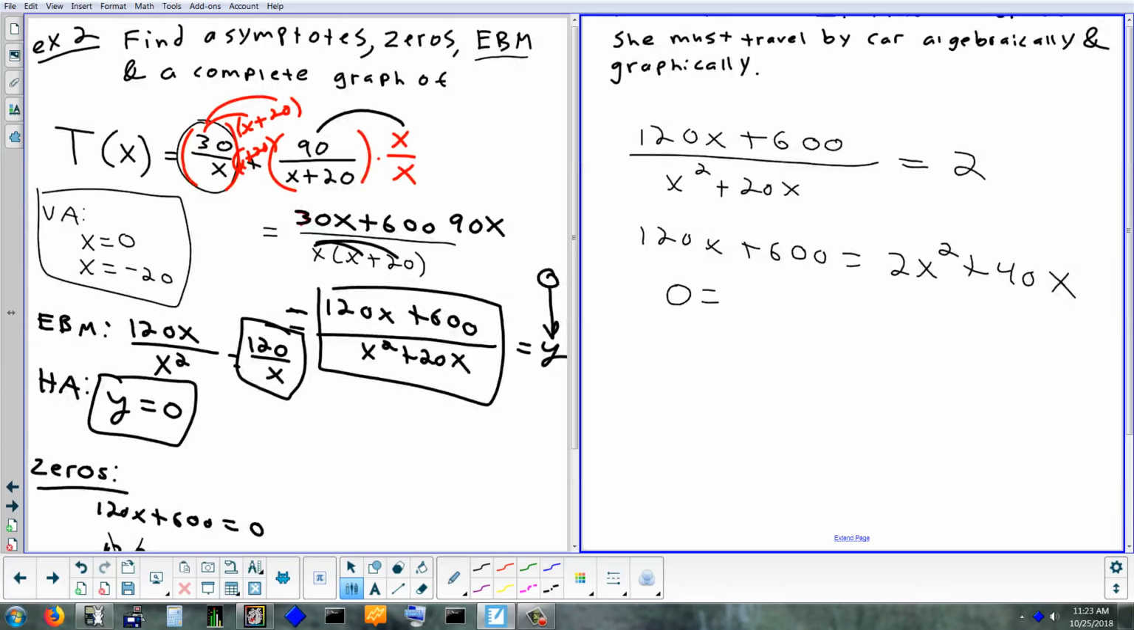And can anyone tell me what would be on the right-hand side if I get that equal to 0? Emma? 2x squared minus 80x minus 600. Minus 80x. And then what did you say the last one was? Minus 600. Minus 600, yep. Now, what I could do here is divide everything by 2. Just makes everything a little smaller.